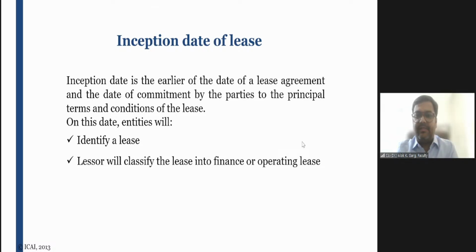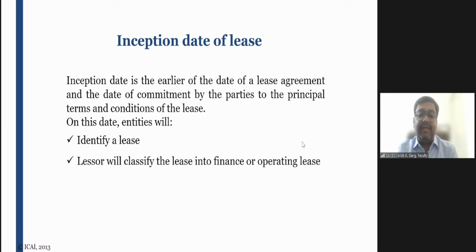I am waiting for the answer. Jigar is saying, sir, commencement date is 1st April. Kusum is saying inception date is 15th February. Hemant is saying commencement date is April, inception date is February. All of you have given the right answer. All of you are correct.